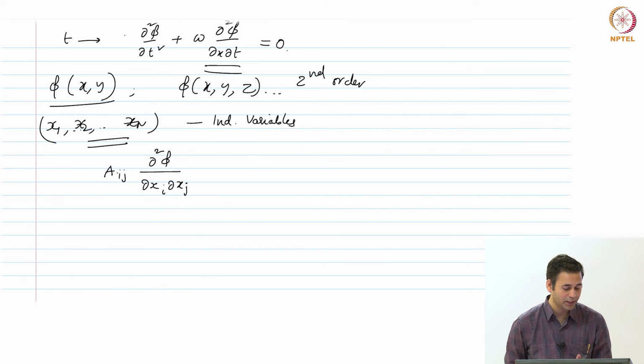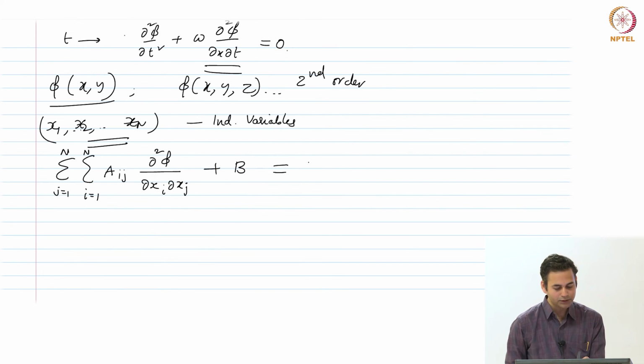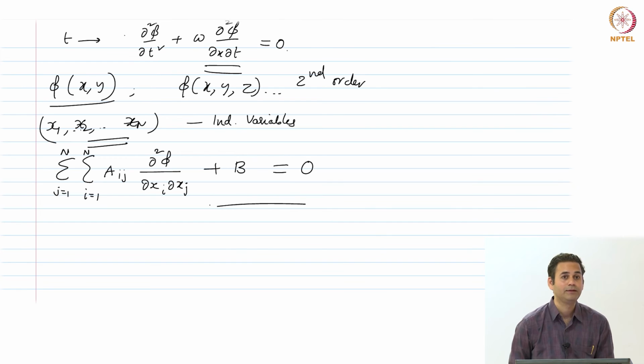We have all these terms in there, plus we have a lot of terms which are not second order derivatives. Let us call it sum b. So, these are all the first order terms and the constants and so on. And all these have to be summed up on what? i equals 1 to capital N, j equals 1 to capital N, equals 0. So, this is our now second order PDE in n dimensions. If you plug in n equals 3, you are going to get it for x, y, z.